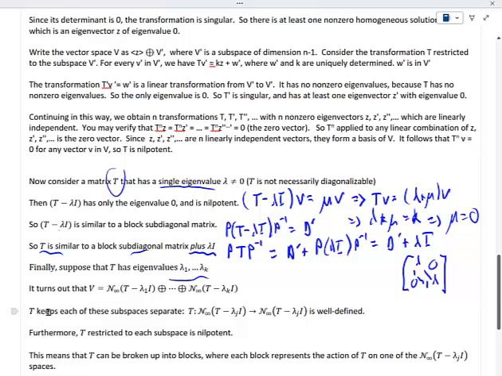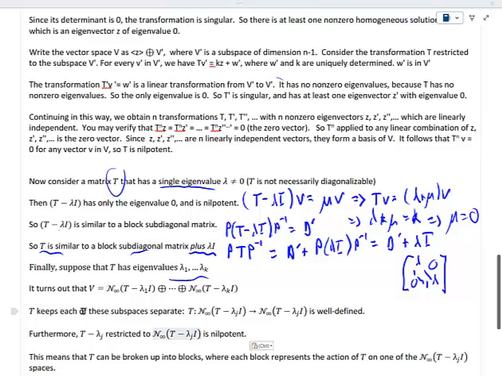It also turns out that T keeps each of these spaces separate. T acts on vectors in this subspace and moves them to vectors in the same subspace. Now there's a little bit of a technical detail to show that. First you could see that T minus lambda 1 I maps the N infinity of T minus lambda 1 I to itself, and then from that you can get that T maps N infinity of T minus lambda 1 I to itself. So a little bit of a technical detail, but it is true that T separates these different subspaces.